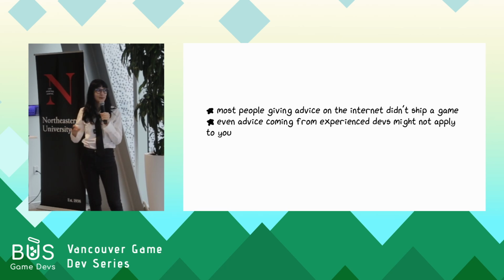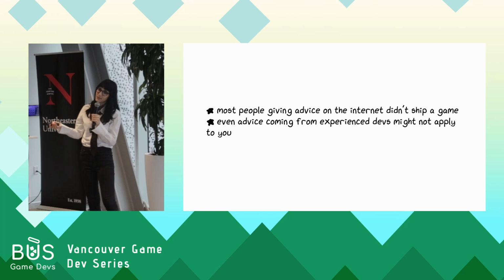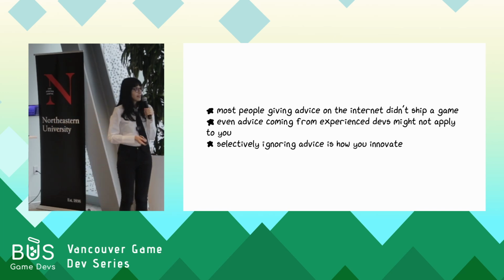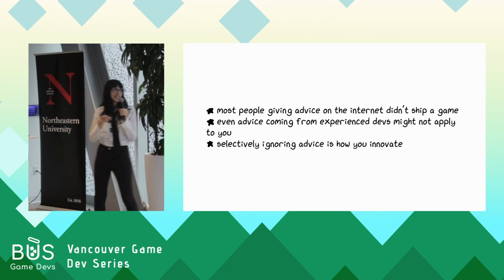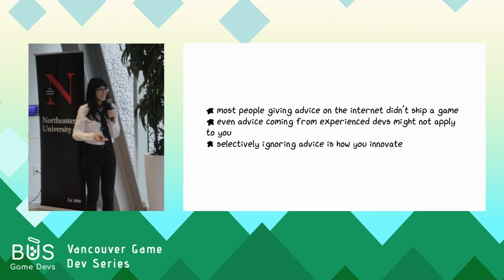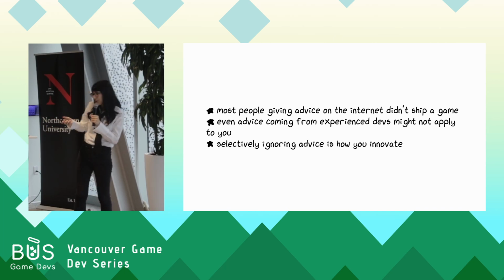And even advice from experienced devs, a lot of the time it doesn't really apply to you. They're saying it from their experience, but yours might be different from theirs. And I really do think that selectively ignoring advice is how you can innovate, because if you want to do something new, people will say things they usually already know, things they are familiar with. But if you're doing something new, people are not familiar with it. So usually, that's how you innovate.